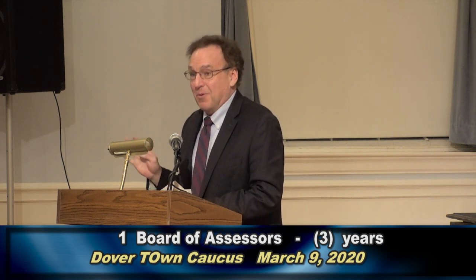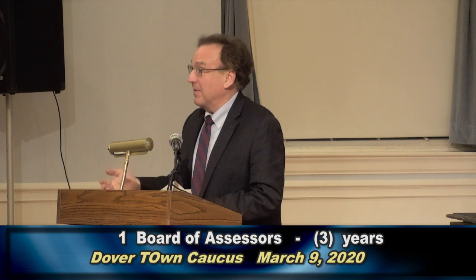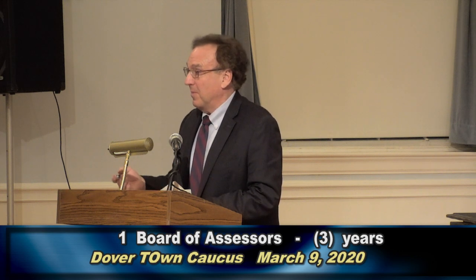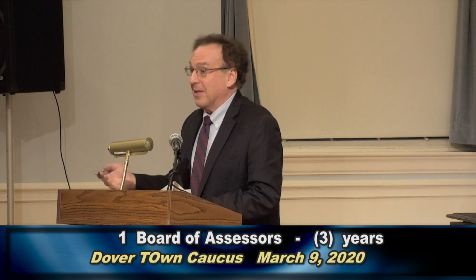Next, we have 2 positions for Dover School Committee, each being a 3-year term. And again, just to summarize the rules, if we have only 2 nominees for each of those 2 positions, in other words, if we have 4 nominees in total, we do not have to have a vote. The caucus will be deemed to have approved them. If we have more than 4 nominees, then we will proceed to a paper vote, ballot, and a vote at the end of the meeting. So I'll be considering nominations for 2 positions, 3-year terms for the Dover School Committee. Do I have any nominees?